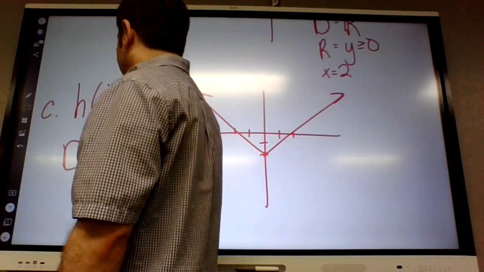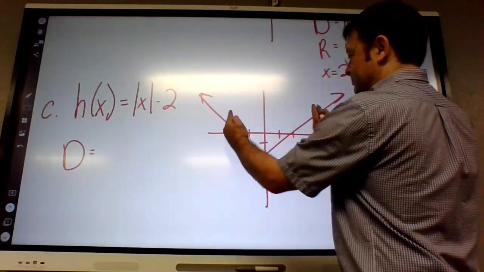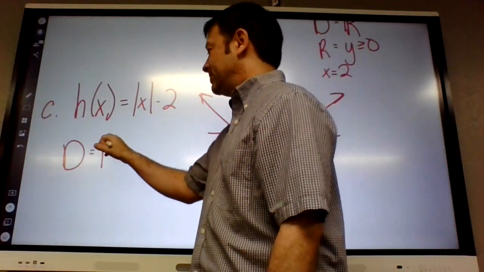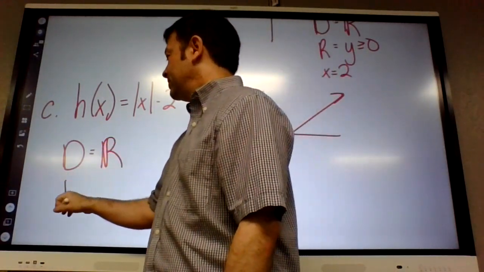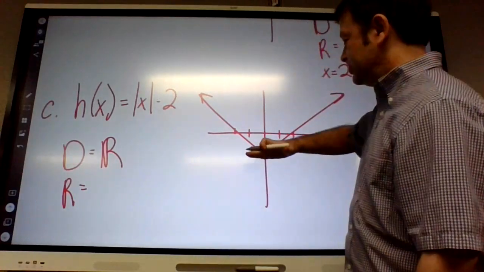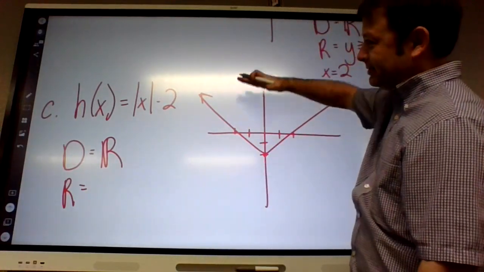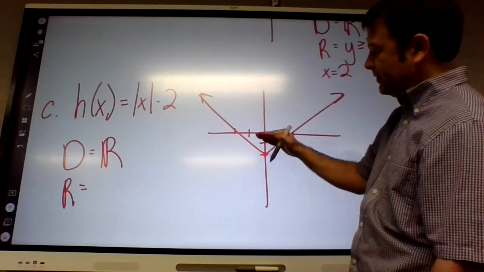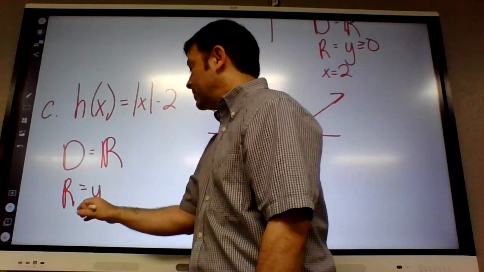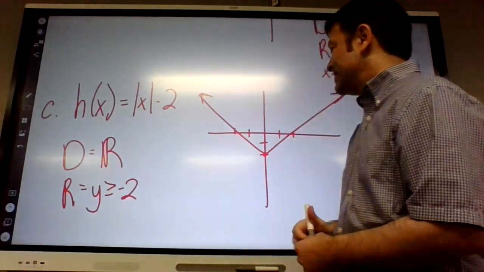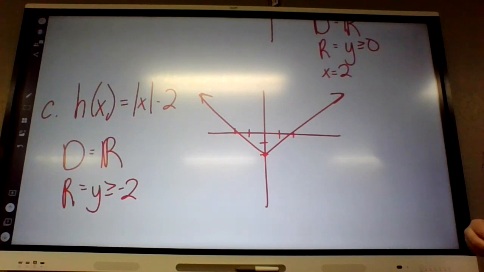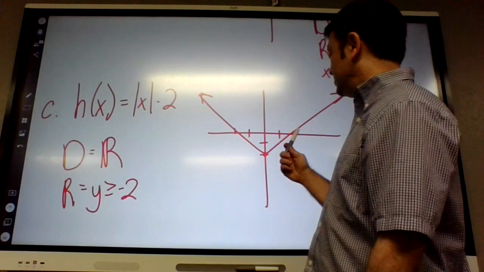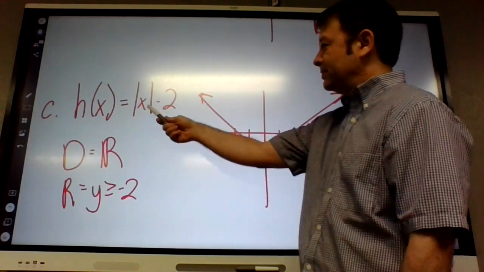Imagine. Domain. That's all real numbers, going left and right forever. Range. y is greater than or equal to -2. Yes, -2 and above. Zeros of the function. Plus or minus 2. Right. If you plug in +2, you're going to get 0. If you plug in -2, right there, you're going to get 0.